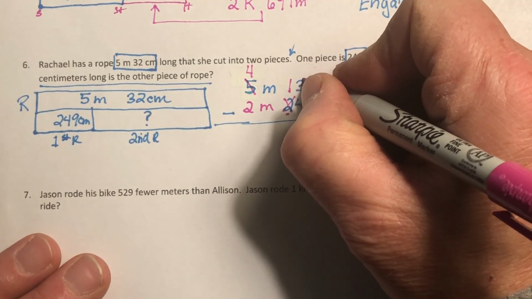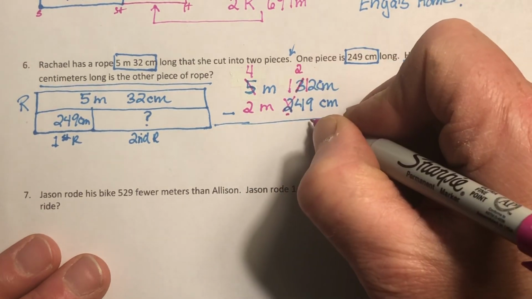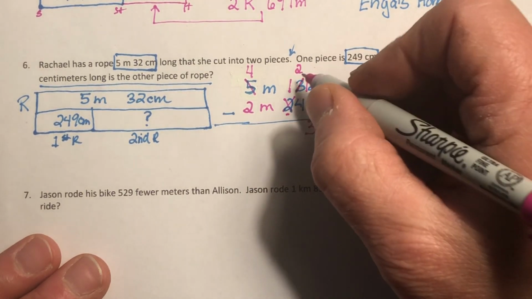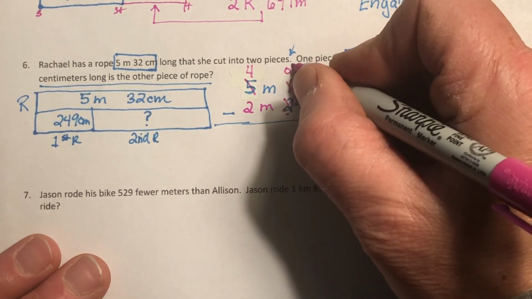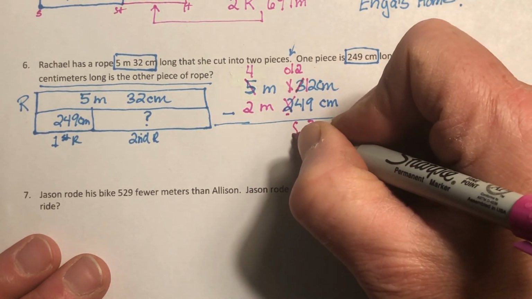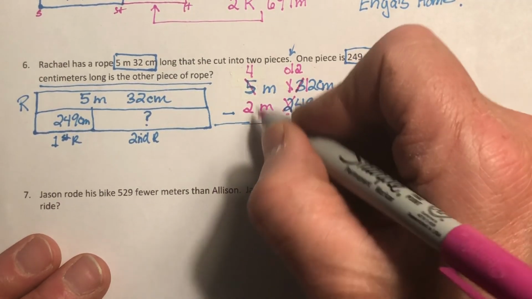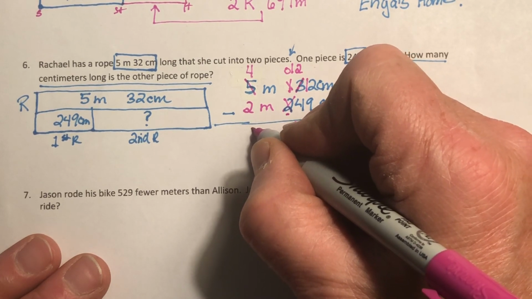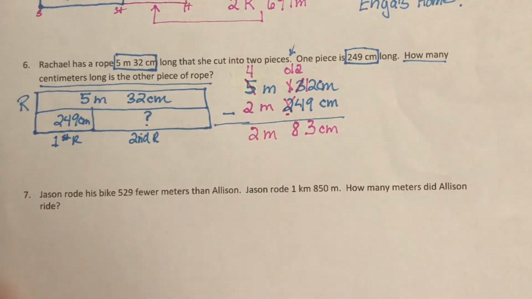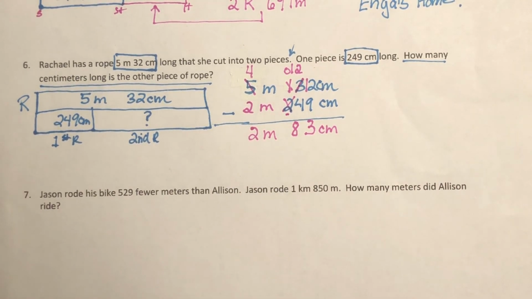2 minus 9, I can't do it. Cross out the 3, leave 2. 12 minus 9, I can do, that's 3. 2 minus 4, can't do it. Cross out the 1, leave 0, make it a 12. 12 minus 4 is 8. That's 83 centimeters. And then over here, I've got 4 minus 2 meters. Well, that is 2 meters. So it looks like the second rope is 2 meters, 83 centimeters long. Okay, 2 meters, 83 centimeters long.